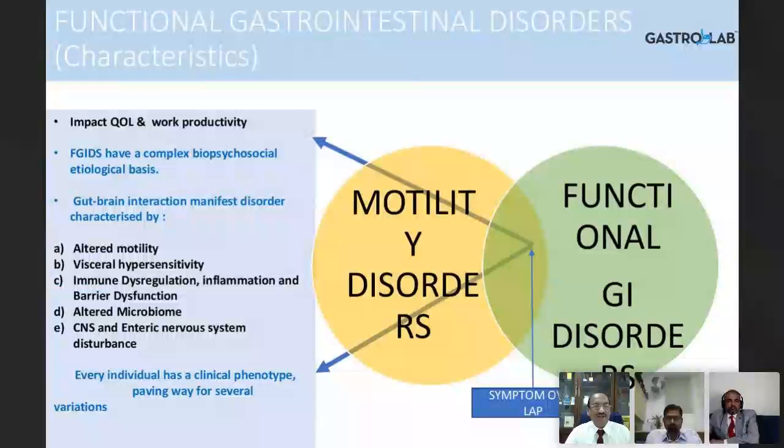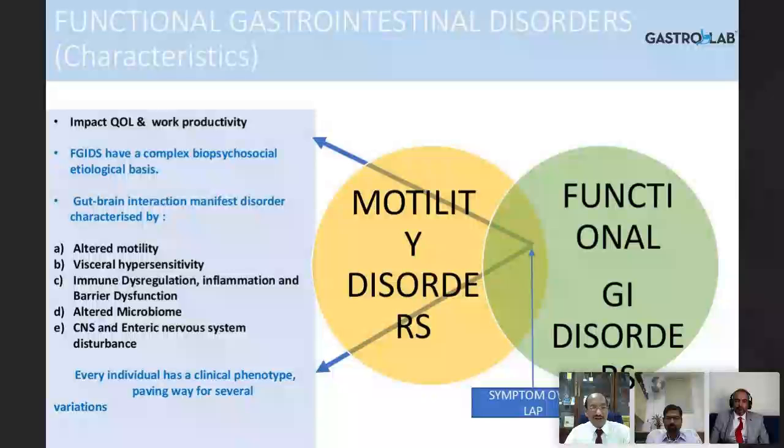And if you see here, the functional gastrointestinal disorders affect the quality of life. Not that everybody has to have an organic basis in order to suffer. People suffer without any organic disease, and people, remember, come to the doctors not for getting their disease diagnosed, but for symptom relief. They come to you with pain or dyspepsia, gas trouble, bloating or whatever, and we need to find out and treat them. So these functional gastrointestinal disorders have a complex biopsychosocial etiologic basis. And the gut-brain interaction is very important here.